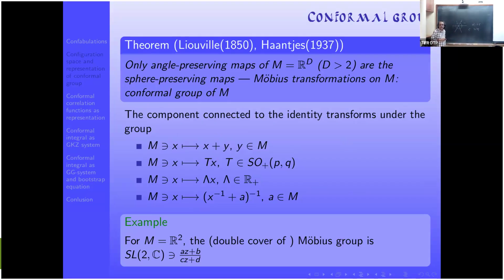And is this true for D greater than or equal to 2, or D greater than 2? Oh, no, this is only for D greater than 2. For D equal to 2, you know that the conformal group is much bigger. Any analytic transformation is part of the conformal group.